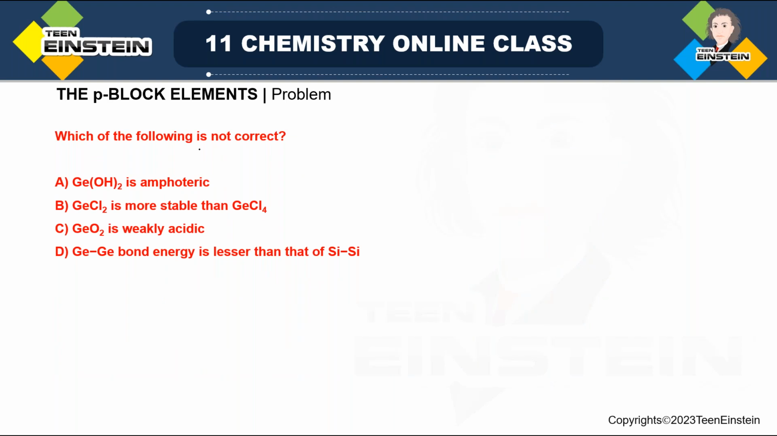Which of the following is not correct? So in this question, we have hydroxide, we have halide, we have oxide, and there is also bond energy related information. Okay, which of these is not correct? So we have to find the false one. Ge(OH)2 is amphoteric. Now this is correct, but even if you have doubt, just go to the next one. The next one is saying that GeCl2 is more stable than GeCl4, but that is not true. We have just seen that GeCl4 is more stable than GeCl2.